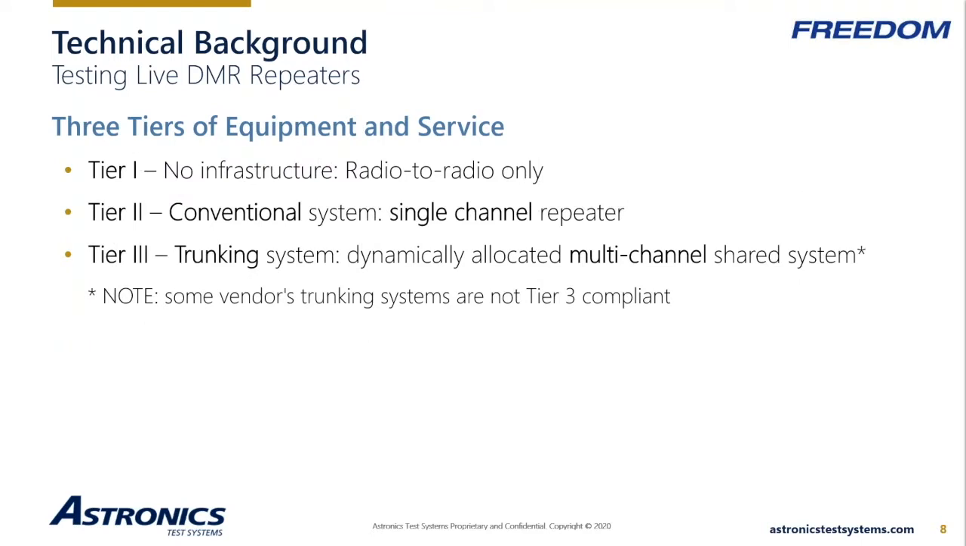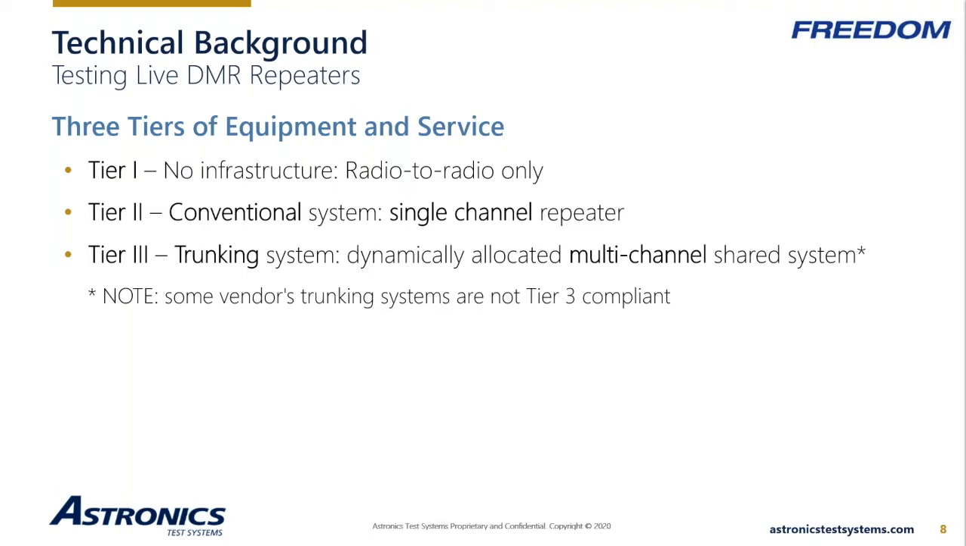Now, when we talk about the standard for DMR, the standard defines three tiers of DMR service. Tier 1 provides only direct radio-to-radio communications without any system infrastructure needed. And Tier 2 provides conventional systems using radio repeaters, and each repeater provides 2 transmit/receive pairs, one in each of the 2 time slots, using only a single frequency pair.